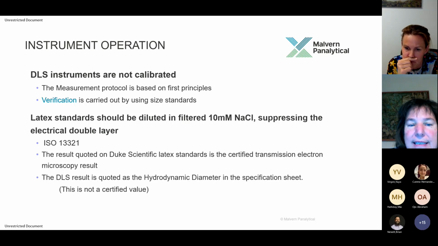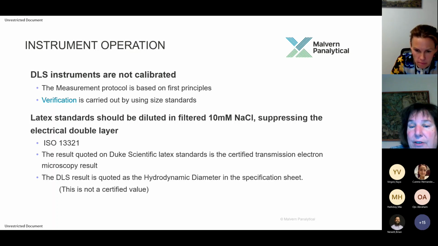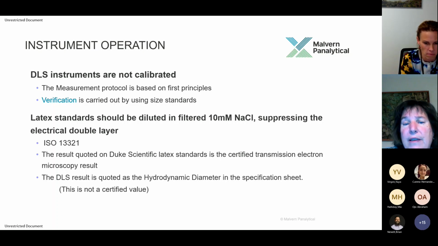Just so you know, dynamic light scattering instruments are based on first principles. They're not calibrated. We run latex standards, or we run standards to verify that the instruments are running correctly, but we can't change the results. If they're not running correctly, there's probably something wrong with the instrument, or maybe something happened to that standard. So it is important to occasionally run a standard, make sure that your instrument is working correctly.